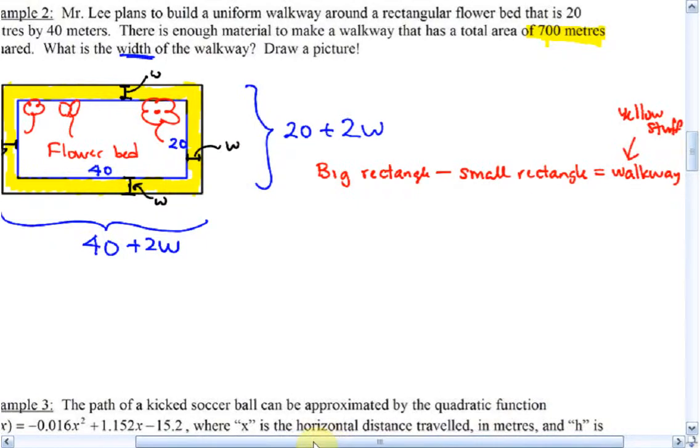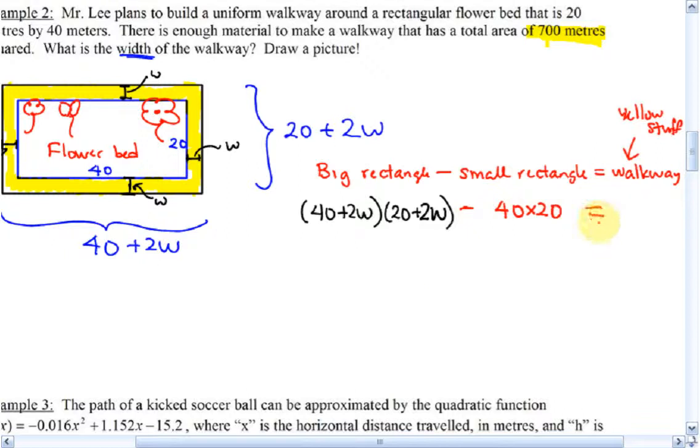Okay. Now, the big rectangle. How do we find the area of a rectangle? Length times width. Good. So what's the length? 40 plus 2W. What's the width? 20 plus 2W. Excellent. Minus the small rectangle area, which is 40 times 20, which is 800. And this equals the area of the walkway, which is 700.